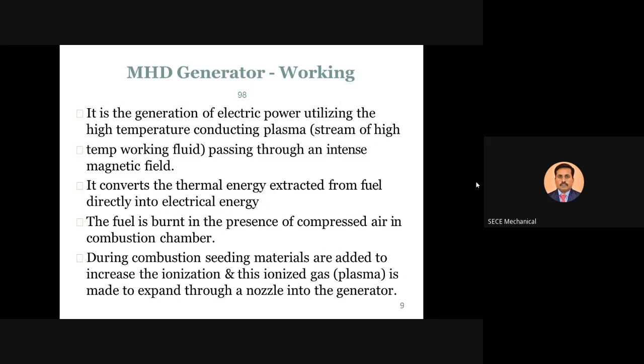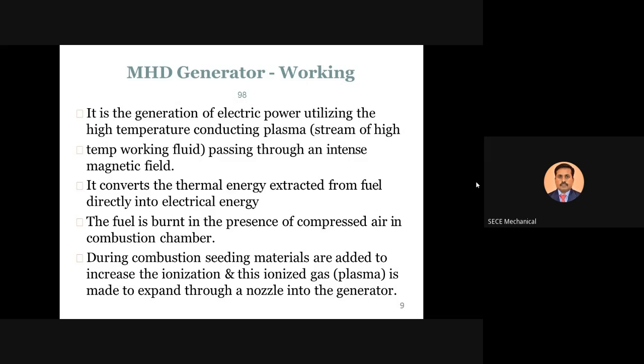Initially, the energy is in the form of chemical energy in the fuel, which goes to thermal energy with the help of the combustion process. After that, it will convert into electrical energy with the help of MHD. So how the energy is converted: chemical to thermal to electrical. This way we can produce the electric energy in the MHD generator.